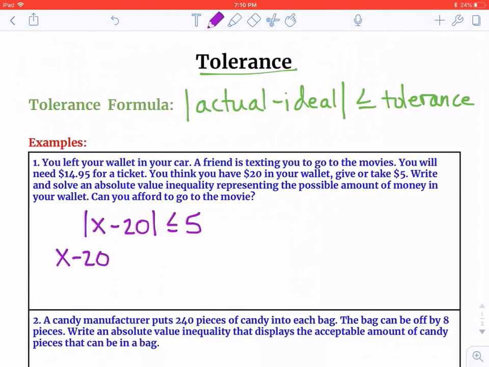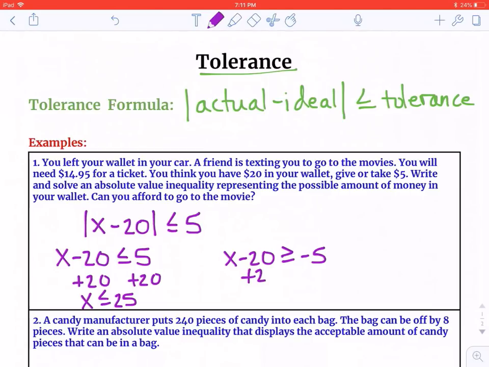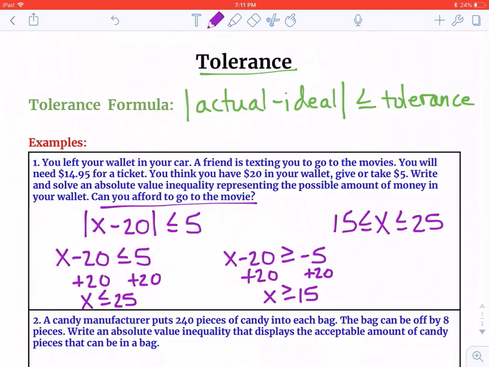So we're going to set up two inequalities. One looks like what we're given, minus the absolute value symbols. And then in the other, you have to change the sign and change the direction of your inequality. Then we just solve each one of those. So we get x is less than or equal to 25. Let's add 20 over here. So we get x is greater than or equal to 15. So in our wallet, ideally we're going to have greater than or equal to $15 and less than or equal to $25.